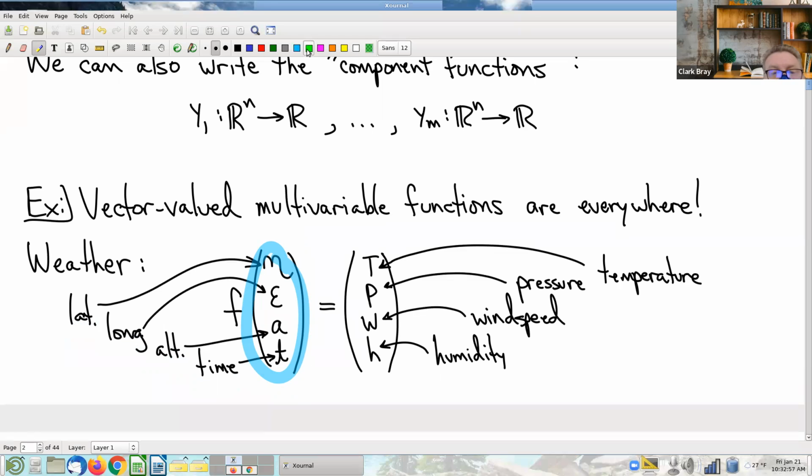And then furthermore, there's a lot of different outputs. We could consider temperature as part of the weather, and barometric pressure, and wind speed, and humidity, and probably a bunch of others that you could think of, right? Different ways to describe weather.